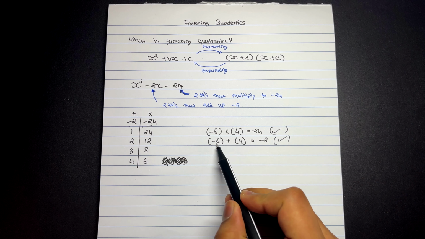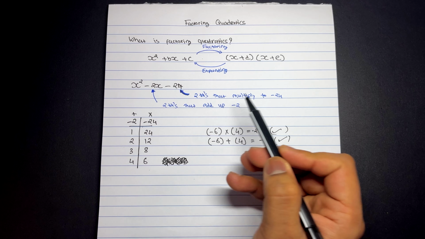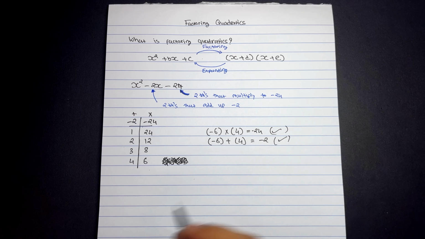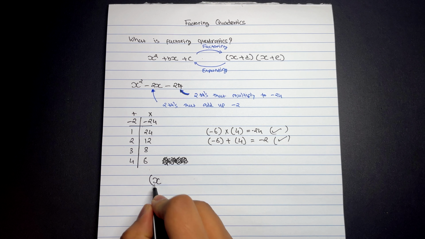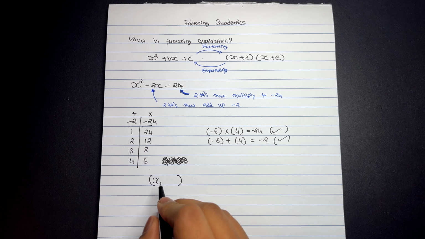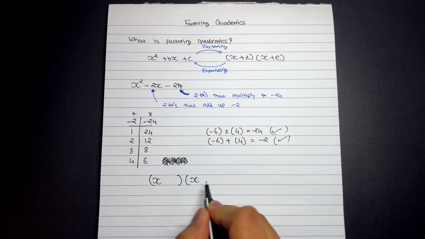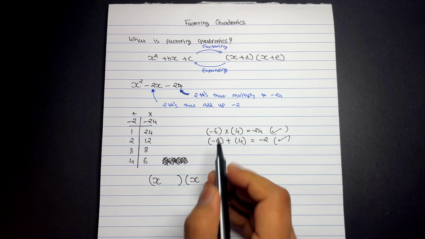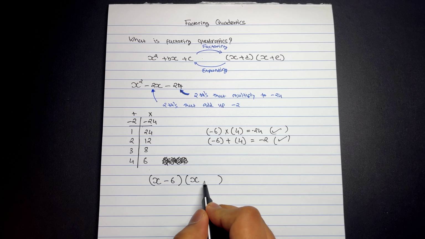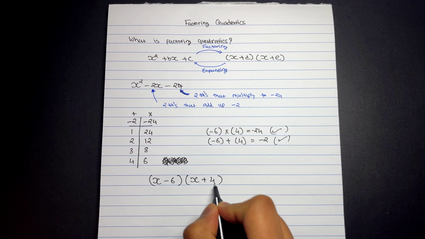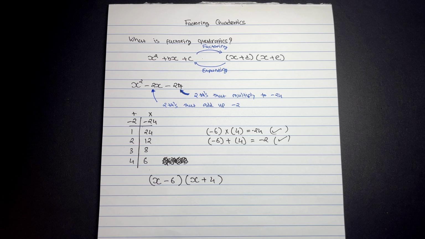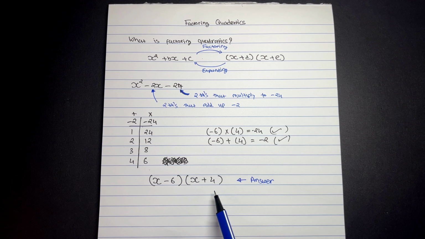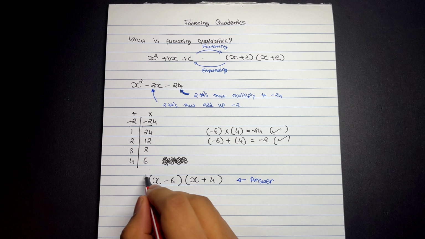So now that we have our two numbers that we were looking for, we pretty much plug these numbers into this form. So we can write x, and this bracket will have one number, and another bracket will have the second number. So we basically just write x minus 6, and then in the second bracket we just put plus 4, and that's it. This is our answer. This is the factorized form. So this would be our final answer.